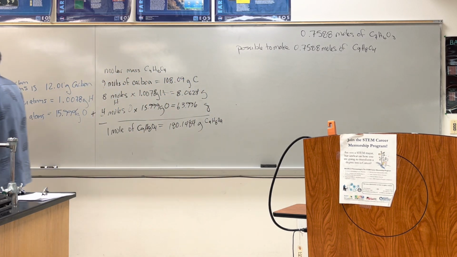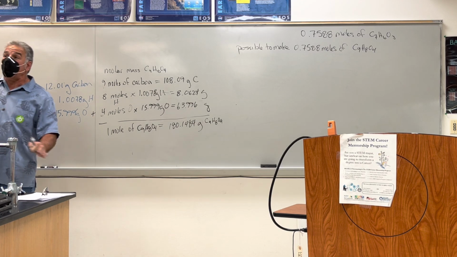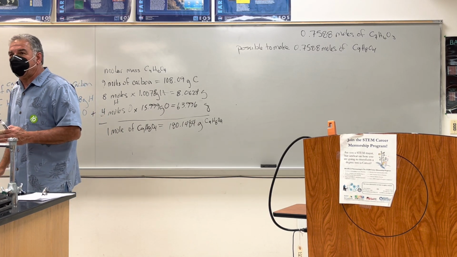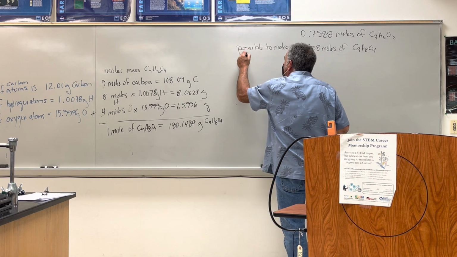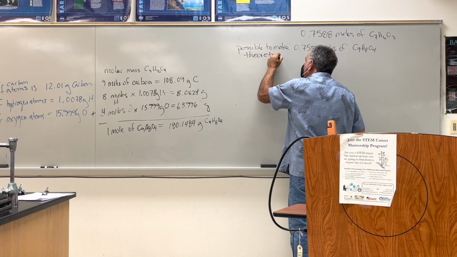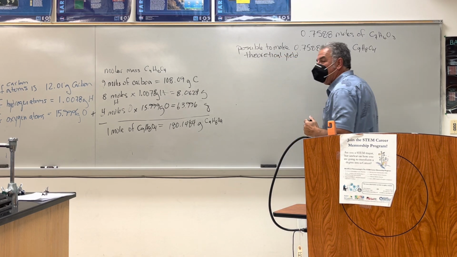You could only make as much as you have. If this was less than 0.7588, you couldn't make 0.7588 of this. If you were just looking at the acetic anhydride, you could make more than a mole because our number was greater than 1. But because you have to have an equal amount of reactants in terms of moles, not in terms of weight, we're limited by this amount, which is 0.7588. So we can only make 0.7588 of this. We're gonna make less, but we could make up to that much. And when we say how much we could make up to, this becomes the possible to make, which means theoretical yield. Okay? You with me?